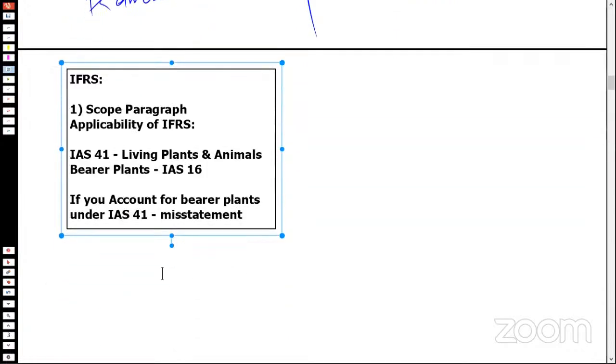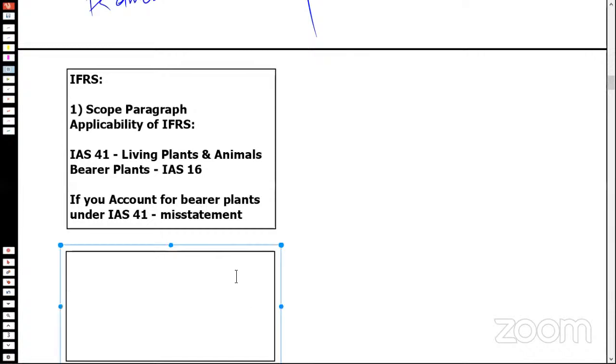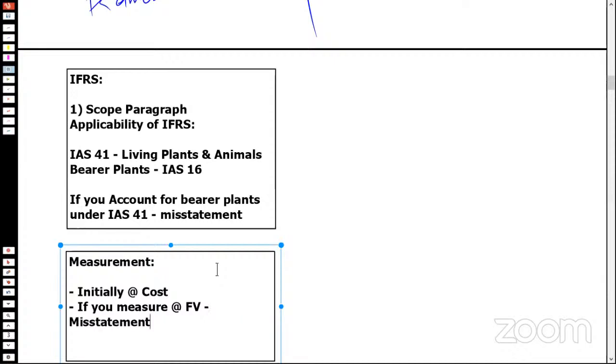Now, similarly, if I could give you more examples, there are multiple examples of IFRS. One of them could be the measurement criteria. The accounting standard says that you have to measure an asset initially at cost, and if you measure at fair value, this is again going to be a misstatement.